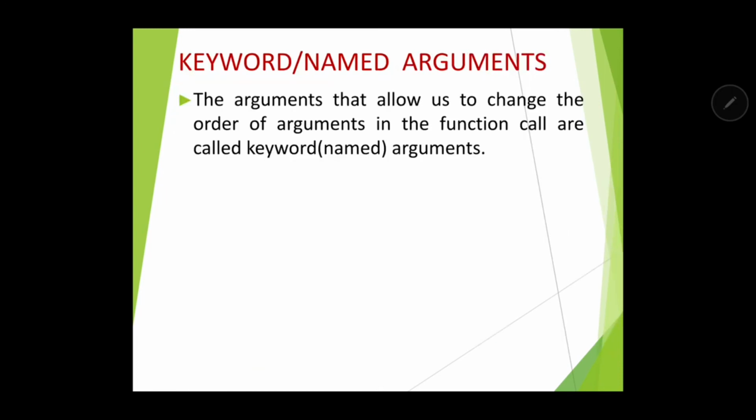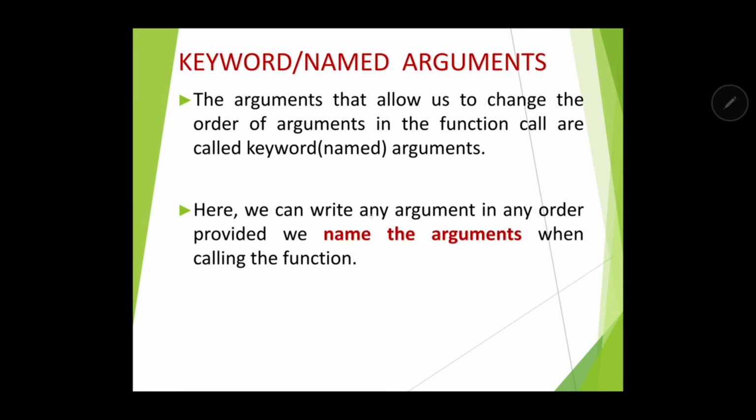Now let's go to the final one, which is keyword or named arguments. The arguments that allow us to change the order of arguments in the function call are called keyword arguments. So till now, what we have been doing, we have not changed the order of the arguments. We have taken the original order itself. Okay, but keyword arguments allow you to change the order also. Order means the position also. It will be clear with the help of a code.